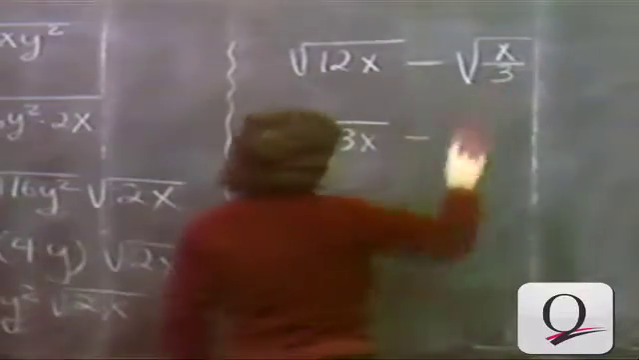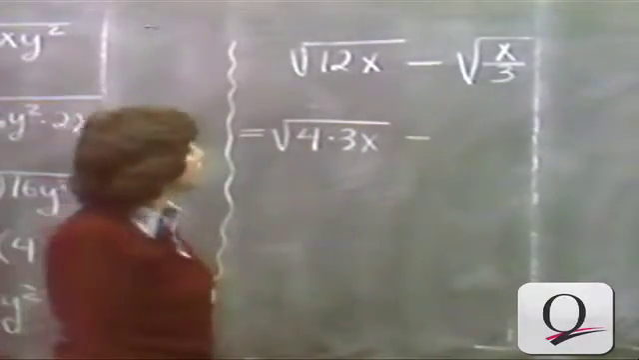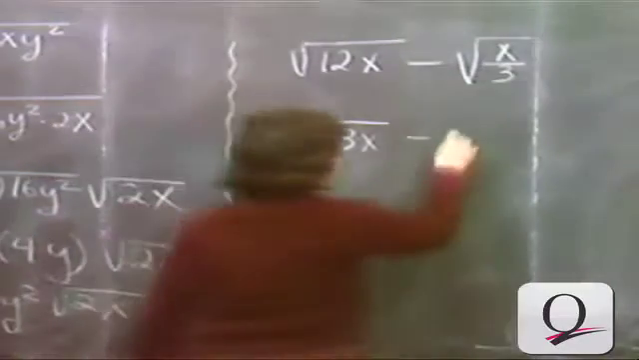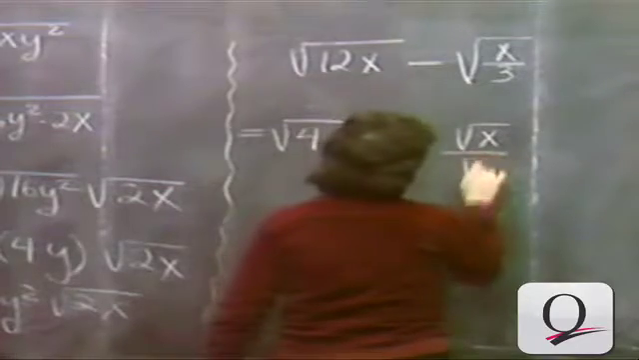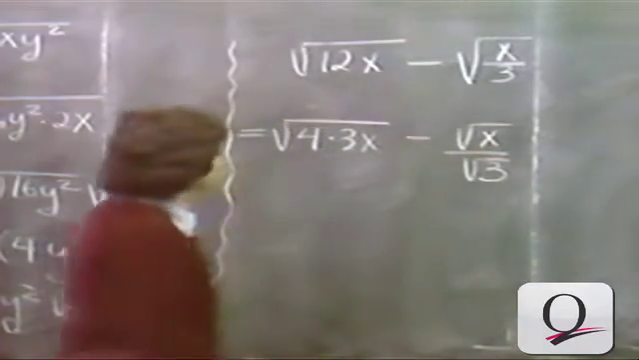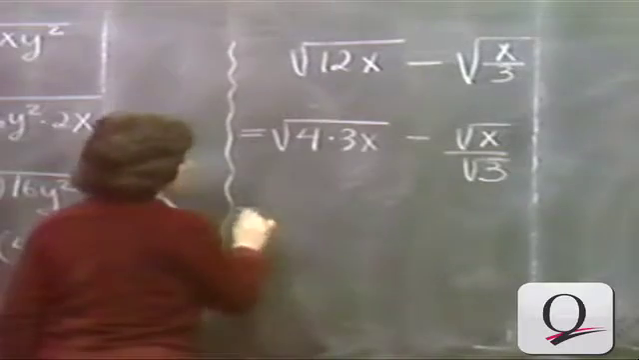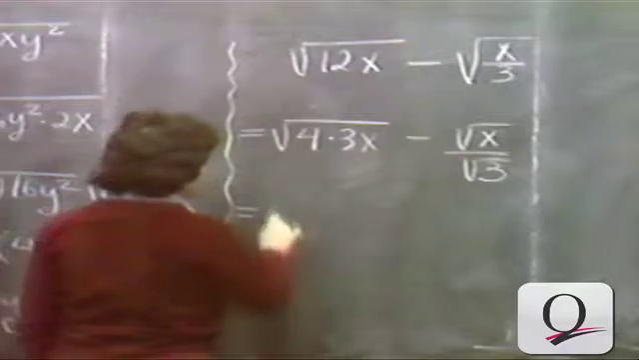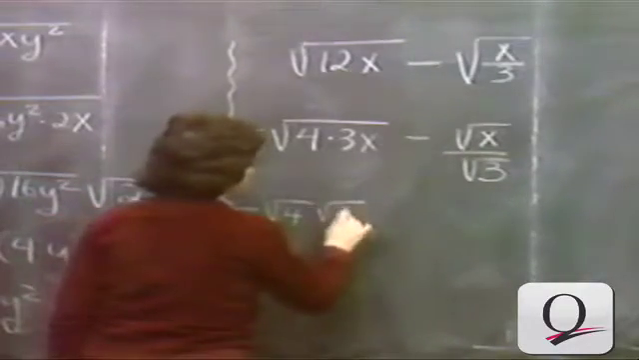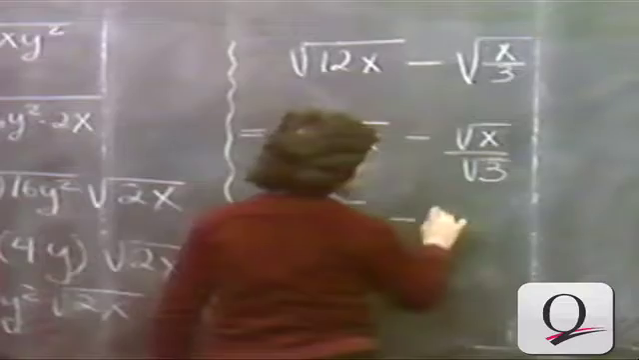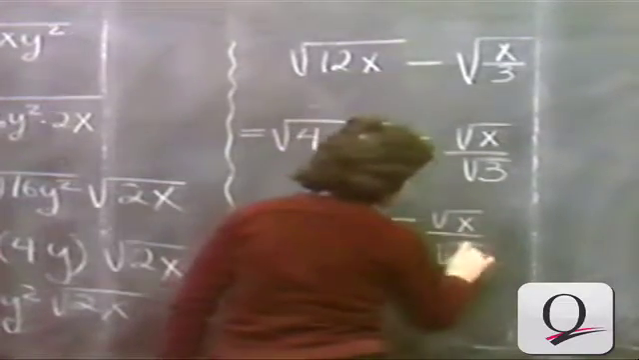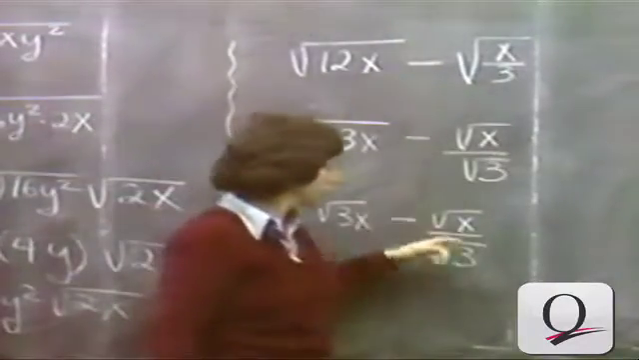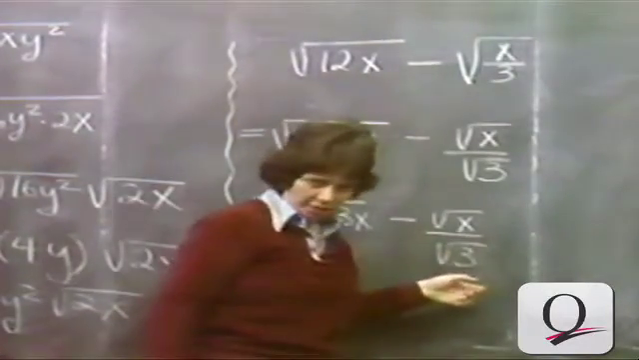Minus, now, this is not in simplest radical form because there is a fraction under the radical. So we make use of the property of radicals that says the square root of a fraction is the square root of the numerator over the square root of the denominator. Now, the square root of a product, we can break it up into the product of the square roots of the factors. The square root of 4 times the square root of 3x minus, now the square root of x over the square root of 3 is still not in simplest radical form because although we don't have a fraction under the radical, we now have a radical in the denominator.